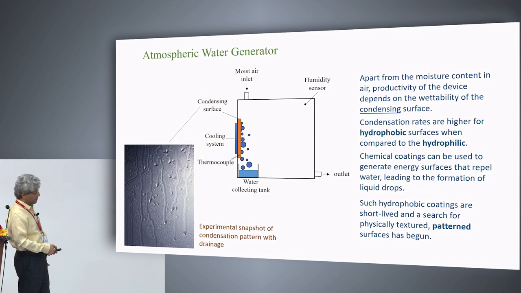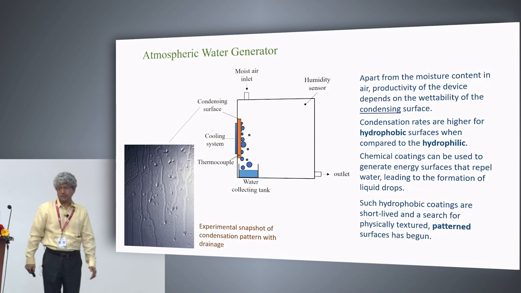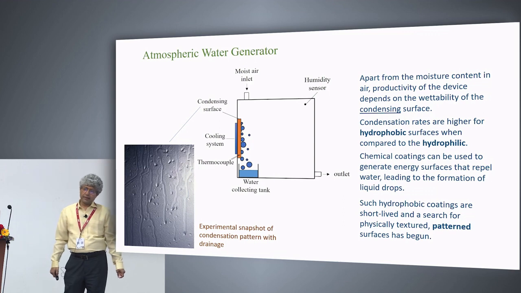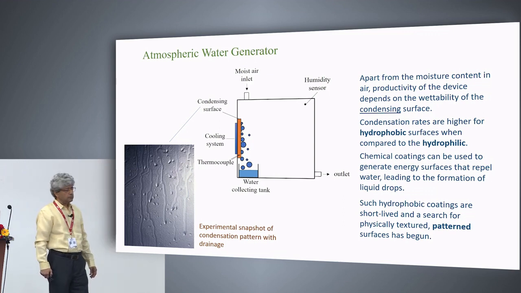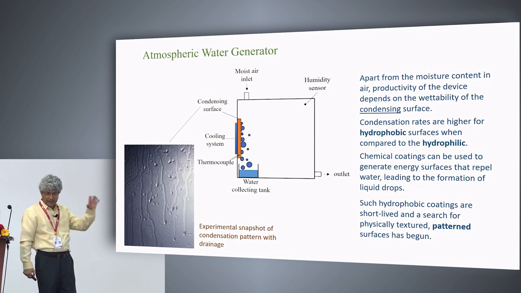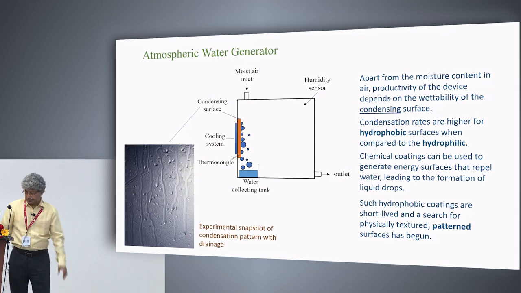So in an application, moist air flows over a cooler substrate, water condenses, and then we collect it. So the goal is to increase water productivity as much as possible. So preferably the surface is made hydrophobic, so that drops will form and drain away.